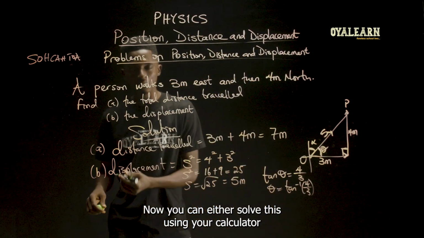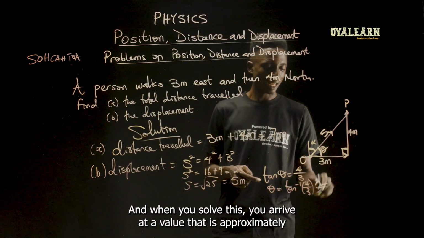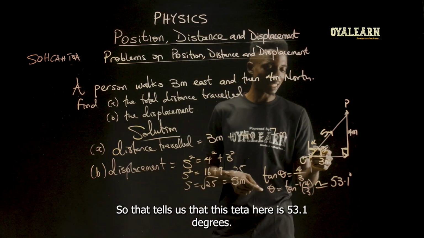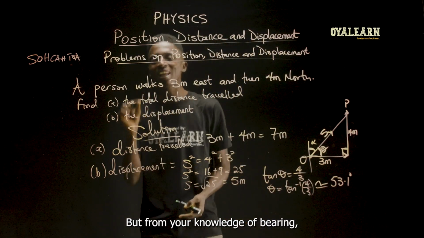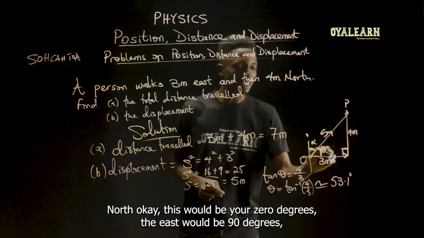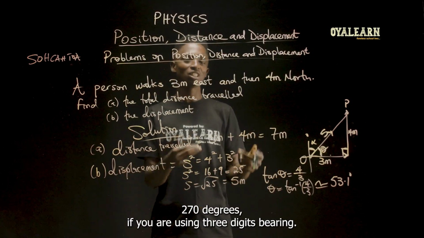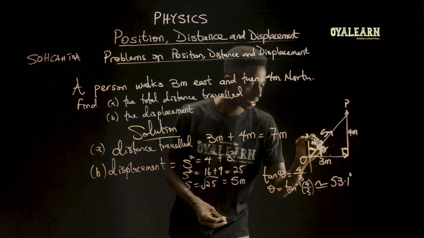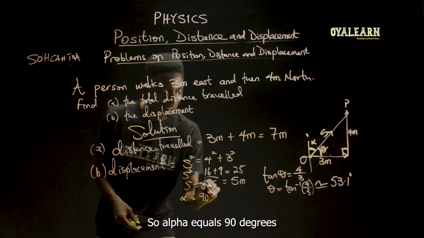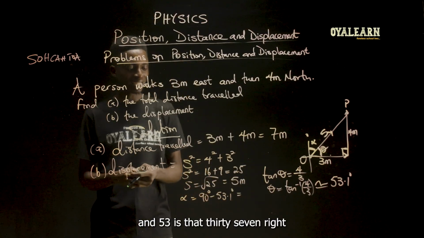Now, you can either solve this using your calculator or by using your mathematical table. And when you solve this, you arrive at a value that is approximately 53.1 degrees. So that tells us that this theta here is 53.1 degrees. But from your knowledge of bearing, you know that bearing is measured from the north. Okay, this will be your 0 degree. The east will be 90 degrees. South will be 180 degrees. While west is 270 degrees if you are using 3-digit bearing. So to get this angle here, which is alpha, we will have to subtract it from 90. So alpha equals 90 degrees minus 53.1 degrees. And what does this give you? Now the difference between 90 and 53 is 37, right?